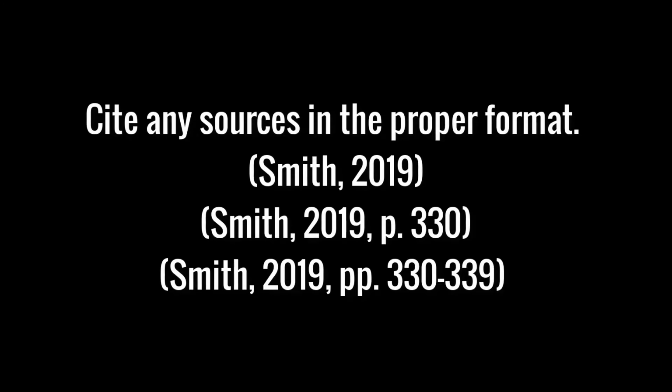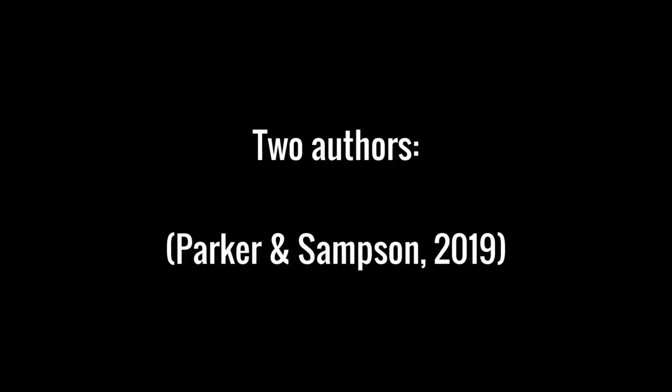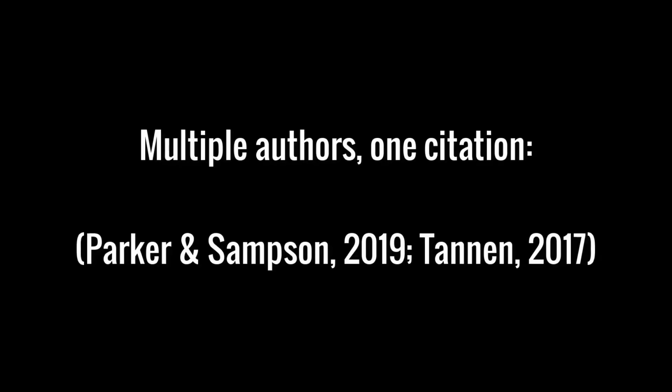Cite any sources in the proper format. For APA, you use the author's last name and the year in parenthetical documentation. If it has a page number, also include the page number with p. and pp. if referencing multiple pages. Make sure to spell out any abbreviations the first time they're used and offset it with either commas or parentheses. If there's two authors, separate their names with an ampersand. Very fancy. When using multiple sources in text citation, list them alphabetically and separate them with semicolons.